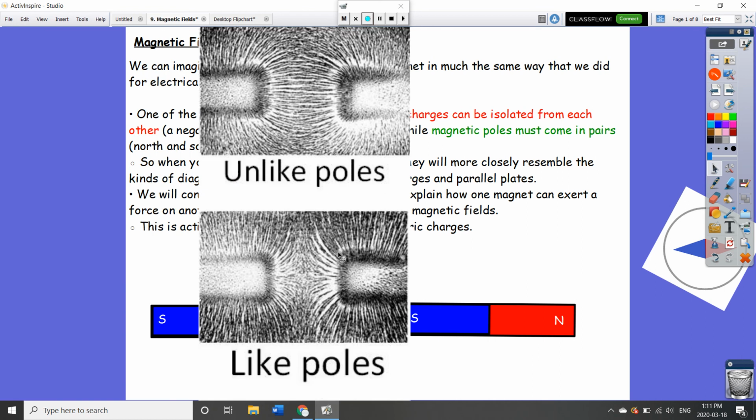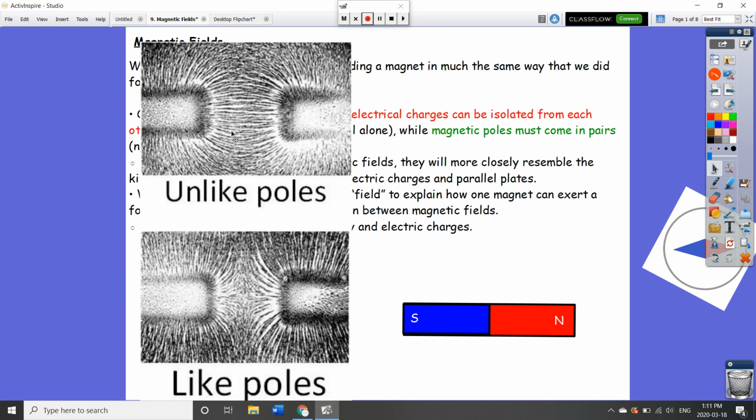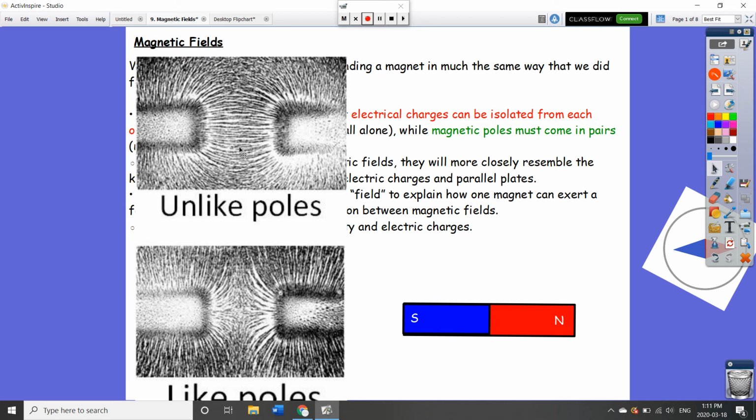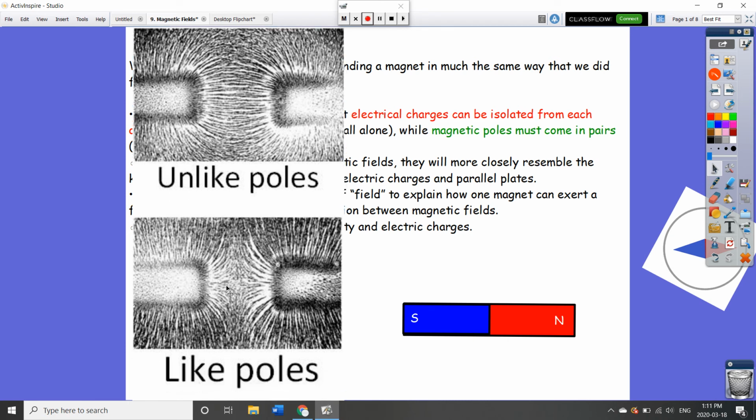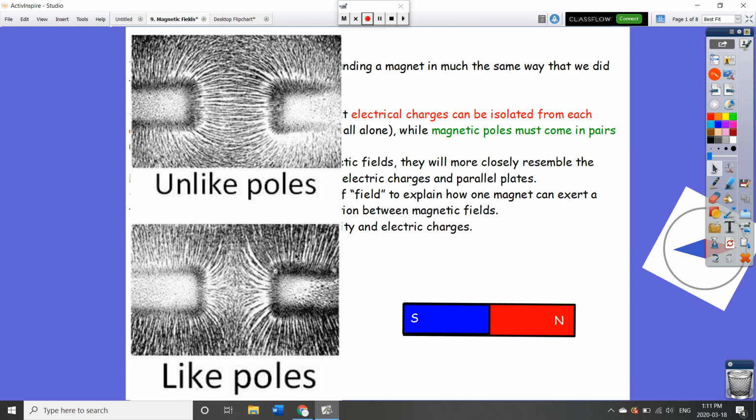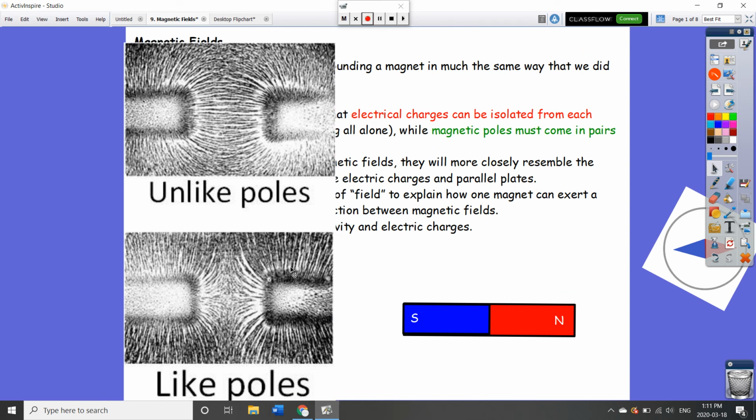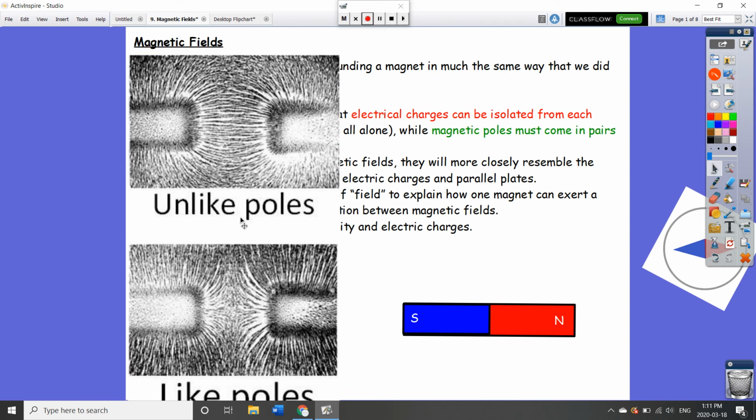If we were to take iron filings and actually throw them over top, so these are just pieces of iron, you end up with this picture. Here you have two unlike poles and you can see the attraction between them. And then we also have two like poles and you can see how they actually repel each other. So you can actually see these field lines if you were to put something magnetic over top. And this helps us to explain why things attract or why things repel.